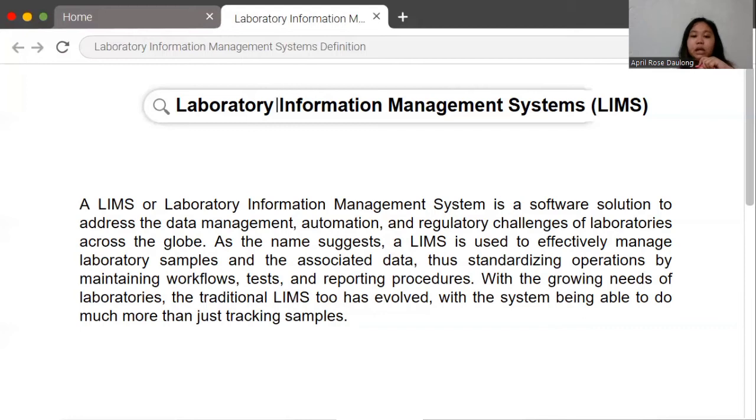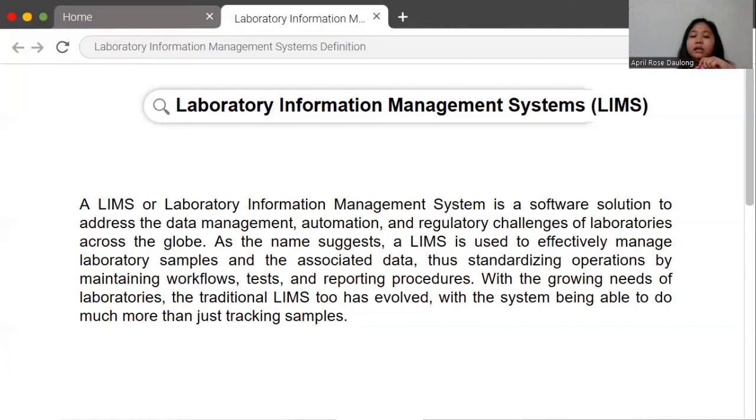So, since nagkaano po high-tech, ang LIMS po, nagkaano po siya evolve. So, mas nadaghan ang iyang functions o ang iyang mga advantages sa mga users ng LIMS. So, it is the answer of needs of modern laboratories. Instruments may be integrated into LIMS to automate the collection of test data, ensuring they are properly calibrated and operated by trained staff only.